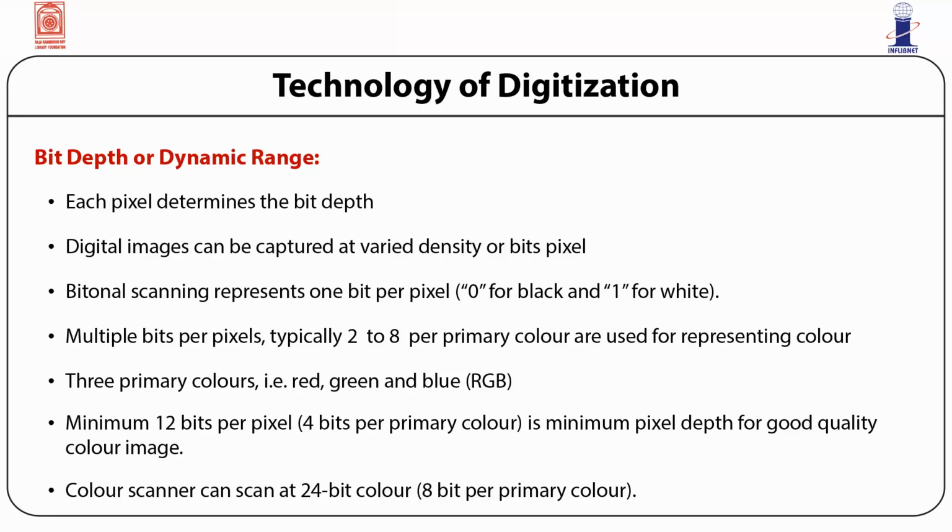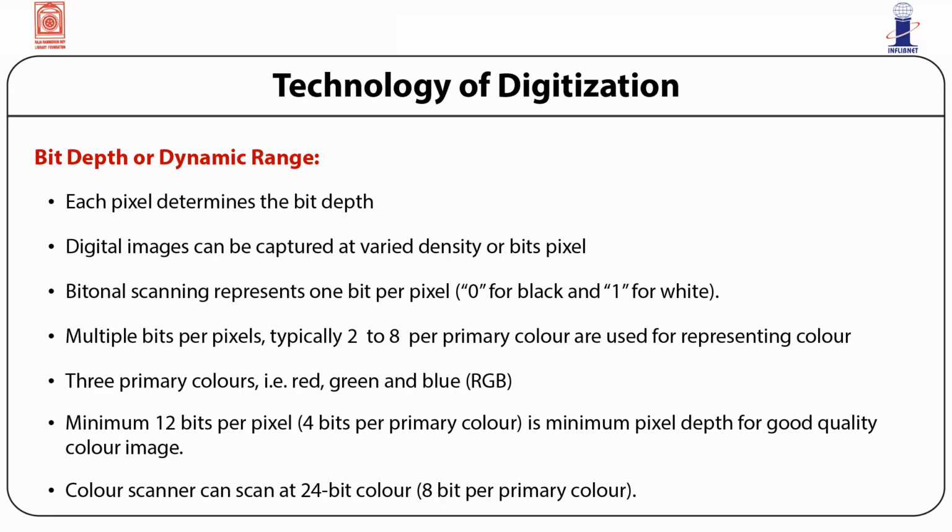Digital images can be captured at varied densities of bits per pixel. Bitonal images can represent 1 bit per pixel. That means each pixel will be denoted by either a 0 for black or 1 for white. Then if it is a color scanned document, multiple bits are required per pixel. Typically 2 to 8 bits are used for each primary color. Primary means RGB: red, green and blue. So those bits are used for representing the color picture.